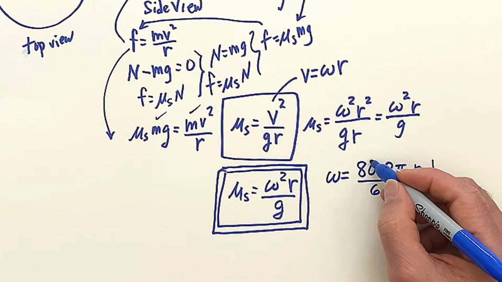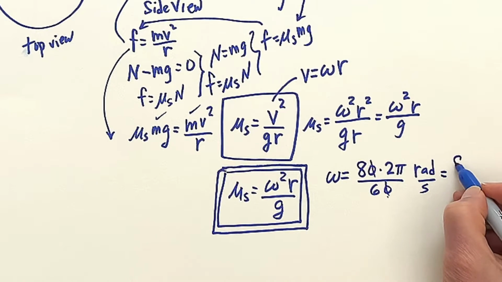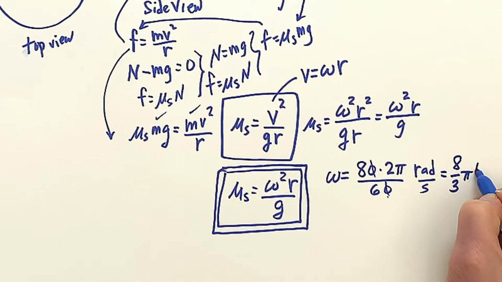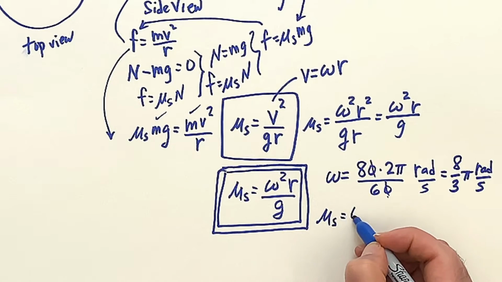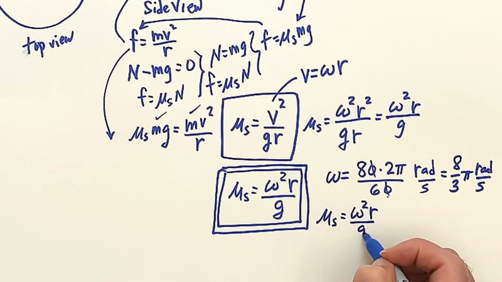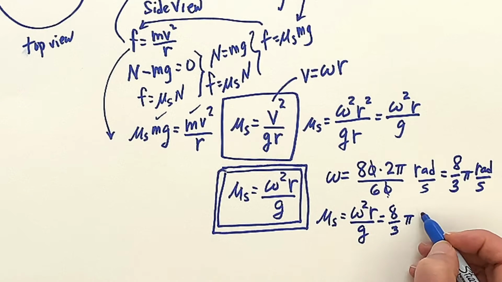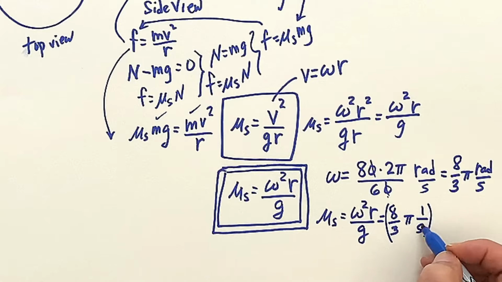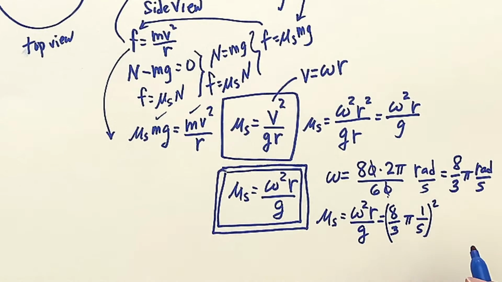So when we do that, zeros cancel. 2 goes into the 6 3 times. You get 8/3 pi rads per second. Then we need to square that. So we have 8/3 pi rads per second. I'll just put per second. The rads are implied.